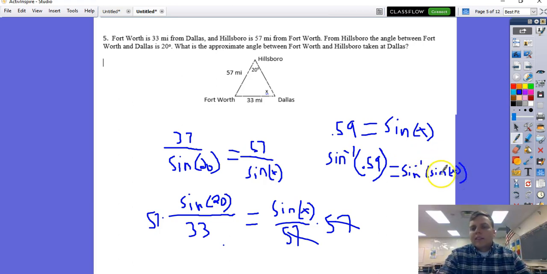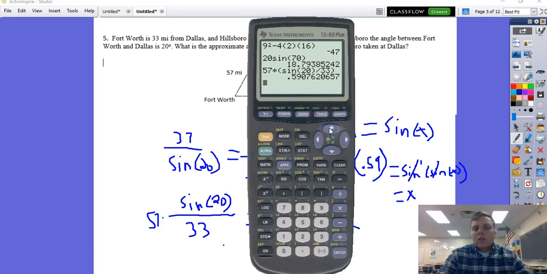So sine inverse and sine allow me to cancel each other out. So that's going to give me just x. Now I just need to use my calculator to figure out what is sine inverse.